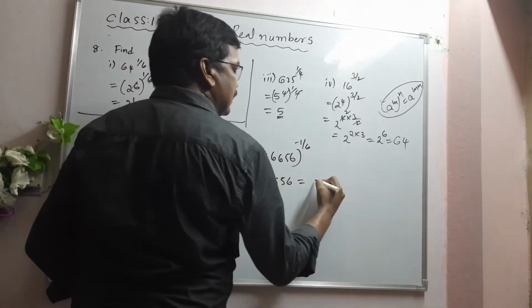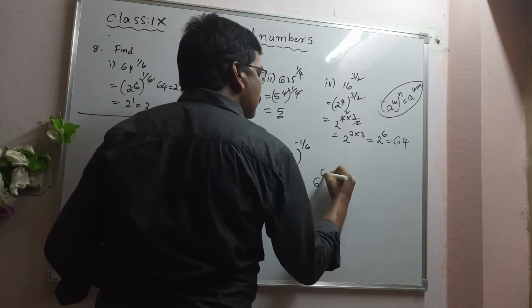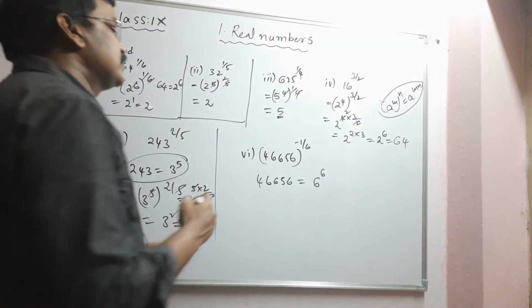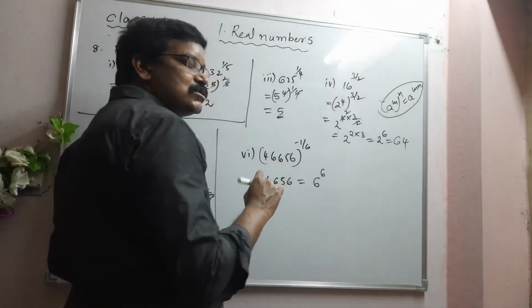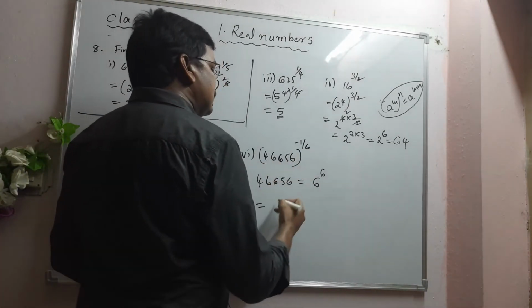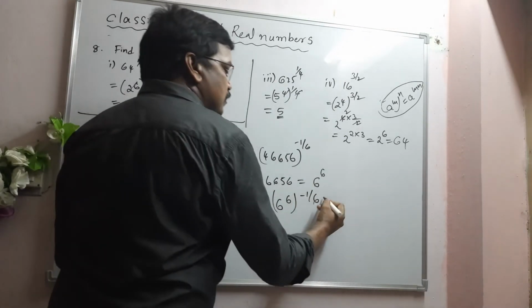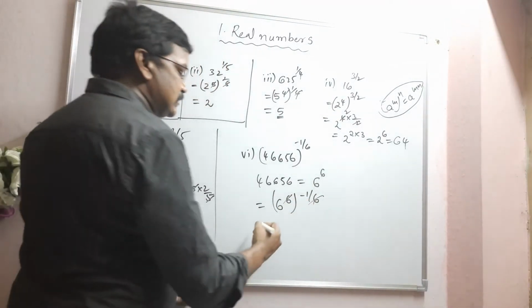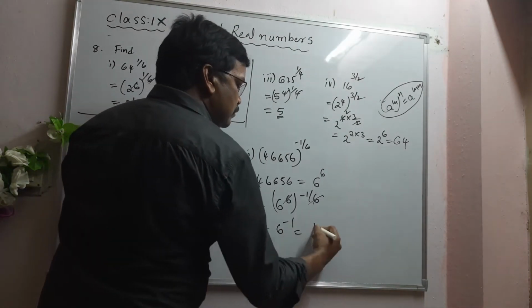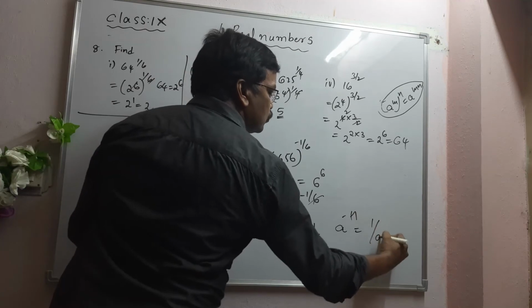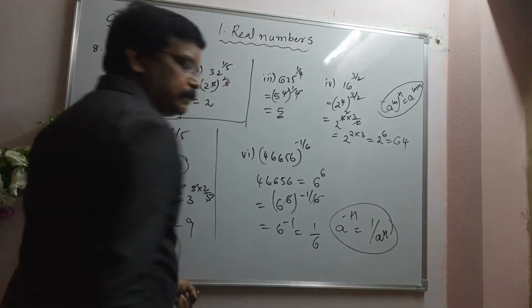46,656 can be written as 6 to the power of 6. Right. So instead of this 46,656, we can take 6 to the power of 6 whole to the power of minus 1 by 6. So now the 6 and 6 cancelled. This 6 to the power of minus 1 means 1 by 6. Why? a power minus n is equal to 1 by a to the power of n.